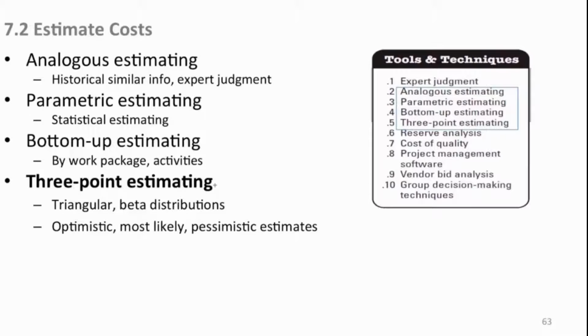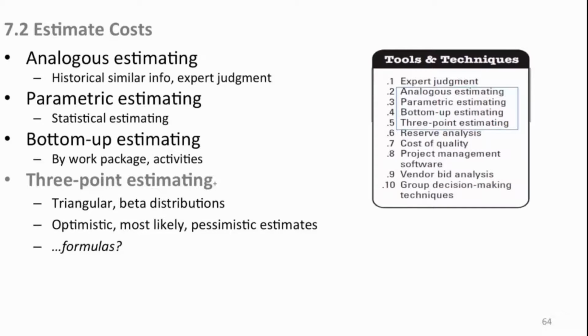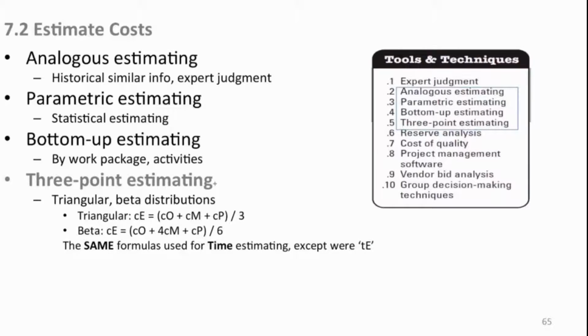With your triangular and beta distributions, your optimistic, most likely, and pessimistic estimates, you apply one of the two formulas, and then you use your best known judgment or that of experts, or all together. You get a consensus. What are we going to apply a cost to, because there's still an estimate. So there we go. And you're going to need to know these formulas.